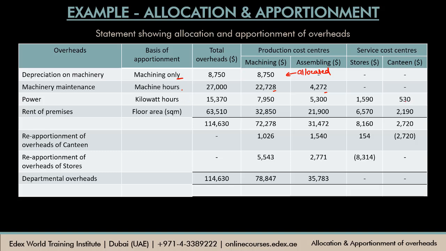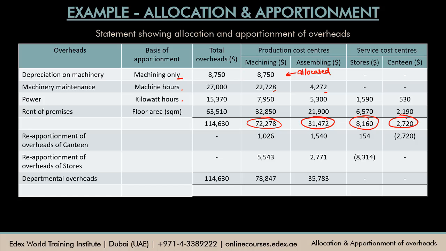Power, I told you to distribute between the four cost centers based on kilowatt hours. You can do the calculation and then verify that you get these amounts. Same way, rent of the premises is to be distributed between the four cost centers using floor area. Once we do that, the total cost apportioned and allocated to the machining department has come to 72,278, assembly department 31,472, stores 8,160 and canteen 2,720. So this completes our apportionment of overheads.